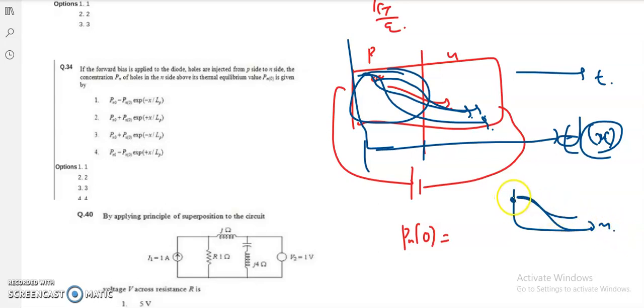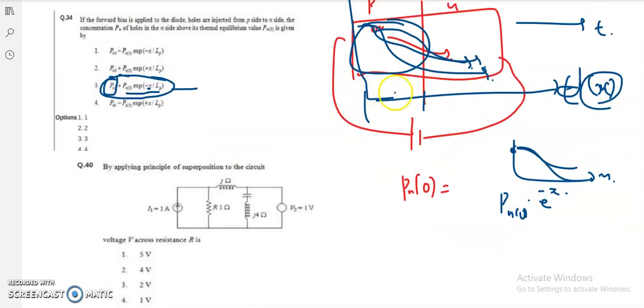Let's take the starting number of holes as p_n of 0. If it is decreasing with respect to x, let's take e power minus x. So in this concept, starting with p_n of 0, an exponential minus must be there. So it is exponential minus x by L_p, right? So here p_n0 is nothing but the number of holes at 0, and gradually it starts decreasing with respect to x. Okay, so here the third option is the correct one.